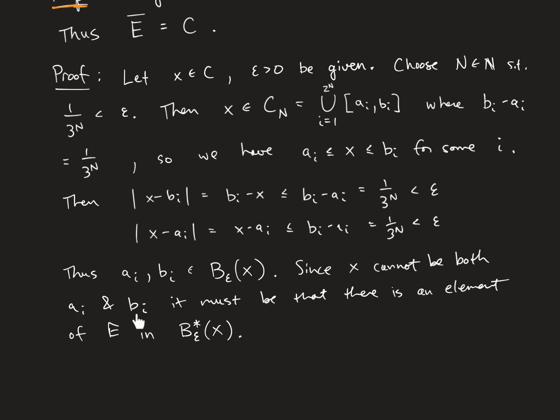So A_i and B_i are endpoints of these C_n's, so these A_i and B_i are elements of E. It could be that A_i is X, but then B_i is something that's not X in this punctured ball, and it's also in E. And it could be that X is B_i, but then A_i would not be equal to X and is in E. So thus, X is a limit point of E as claimed.